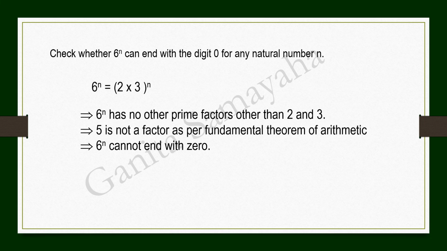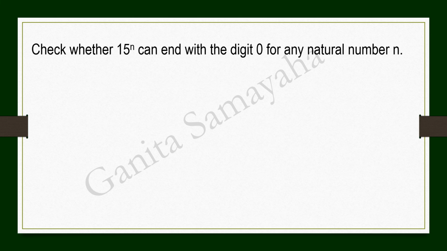Okay. Let us see another one. Check whether 15 to the power n can end with the digit 0 for any natural number n. Let us see how this number is, children. 15 to the power n can be written as (5 into 3) whole to the power n.